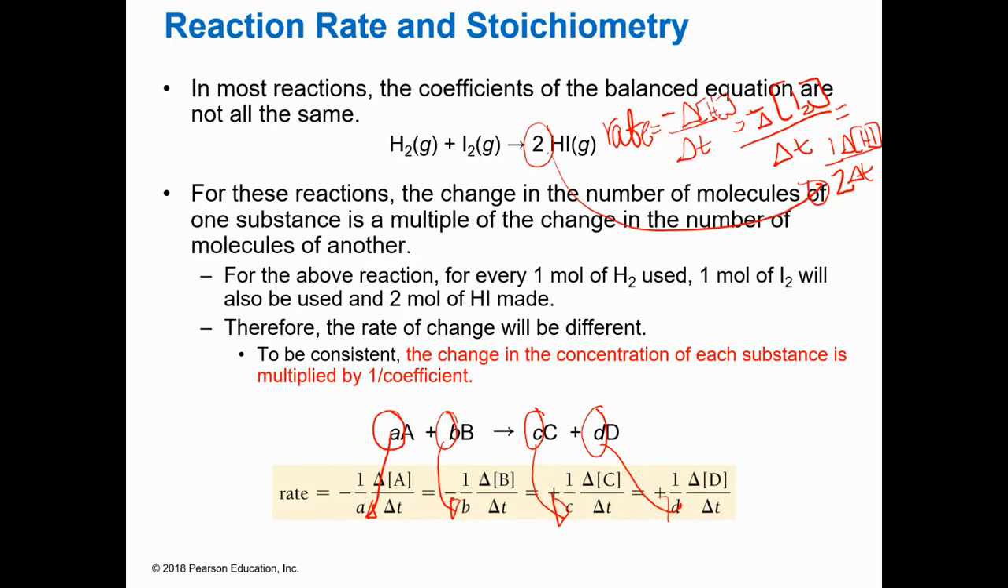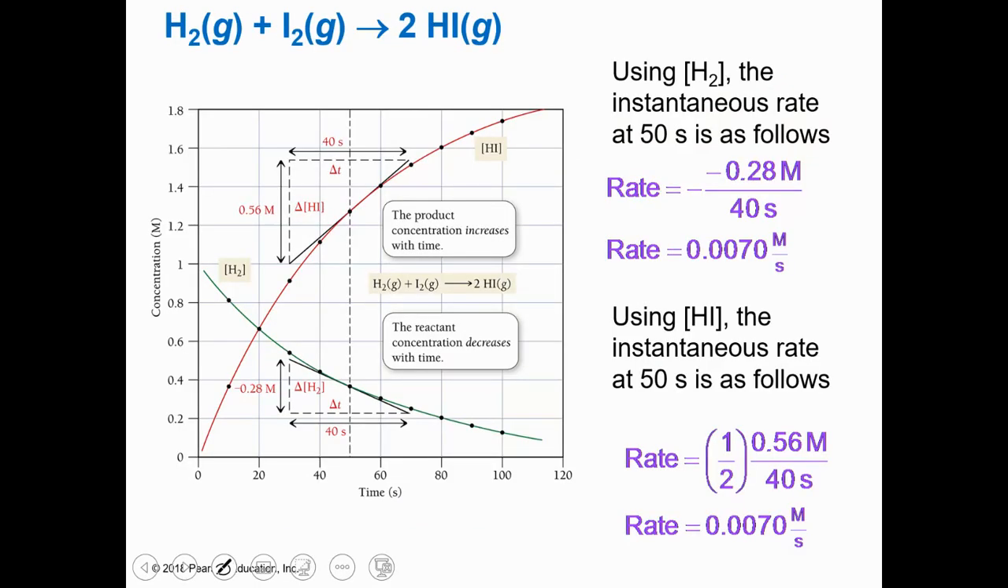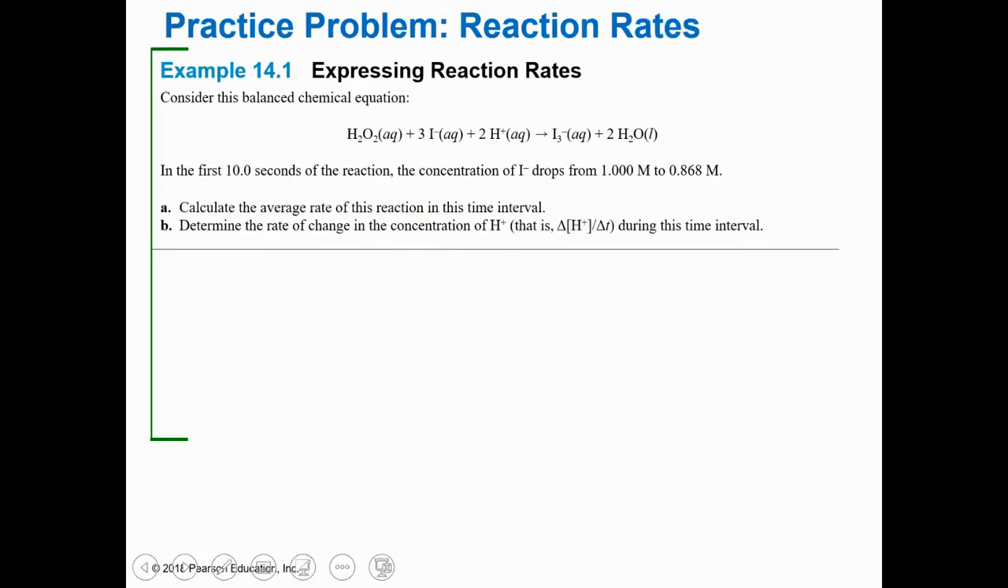If it does not have a coefficient, you don't have to put that. But I know this appears on the homework. Okay, so here we're just putting in numbers over that amount of time, and then we're applying our coefficients in, like this 2 appears down here at the bottom. So in the first 10 seconds of a reaction, the concentration of I drops from 1 to 0.868. So here's our I. Calculate the average rate. So we're looking at rate.